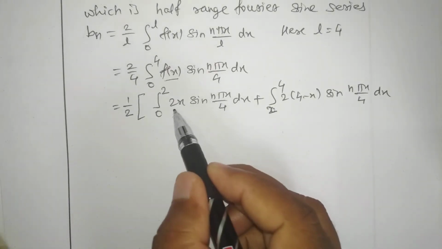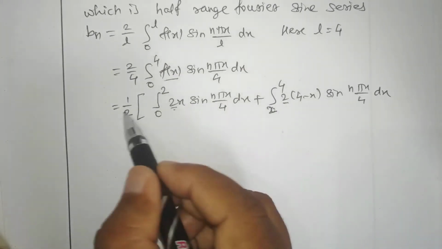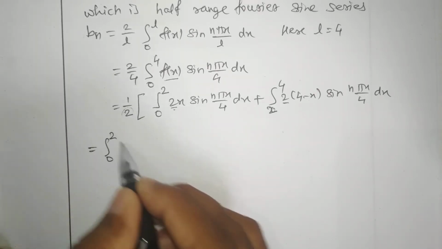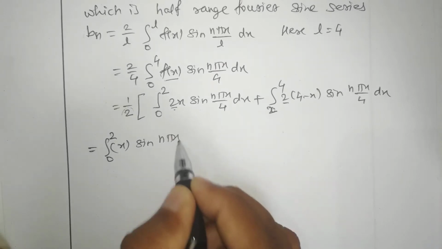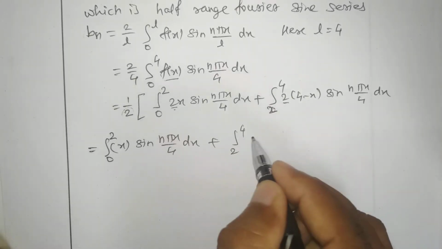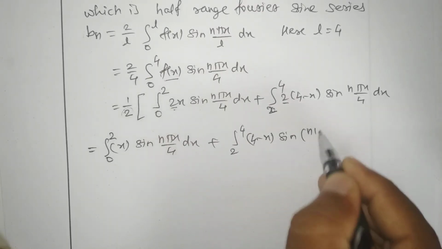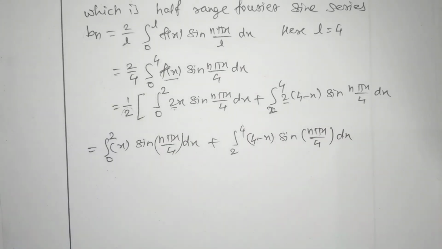Now both terms contain 2. Take these 2 common and cancel with the 2 outside. So you will get integration 0 to 2 x into sin(n pi x by 4) dx plus integration 2 to 4 (4 minus x) into sin(n pi x by 4) dx. Now by using the u into v rule, the by parts rule, we are going to take the integration.